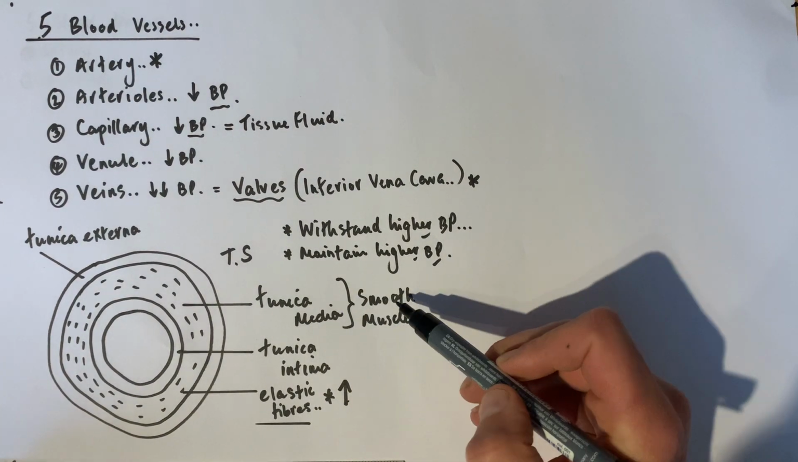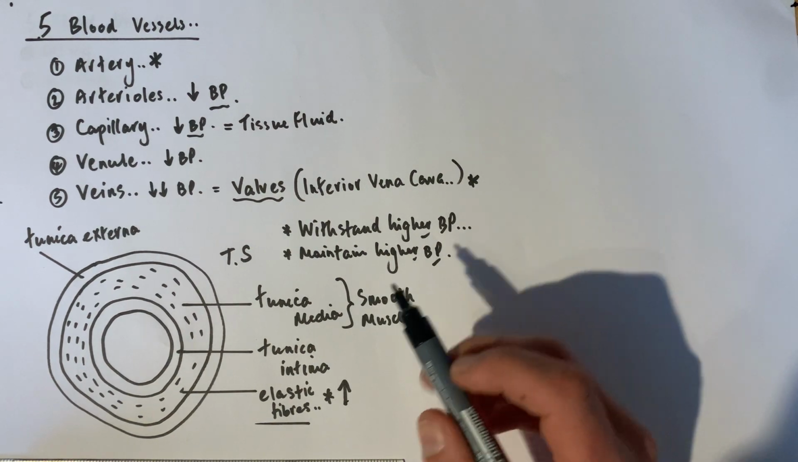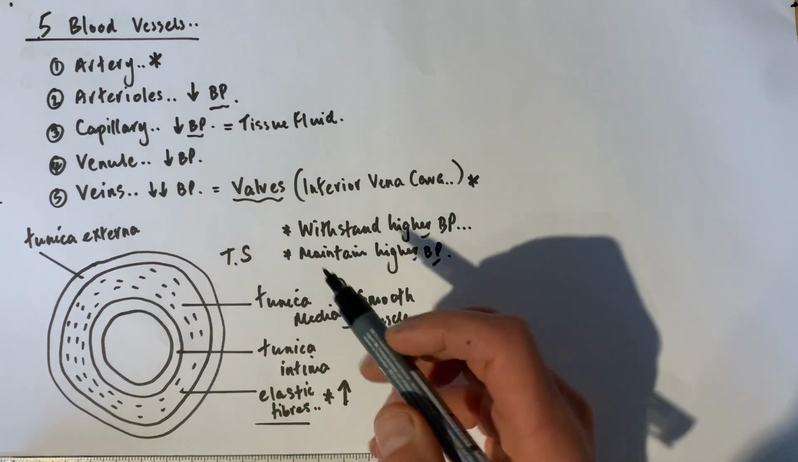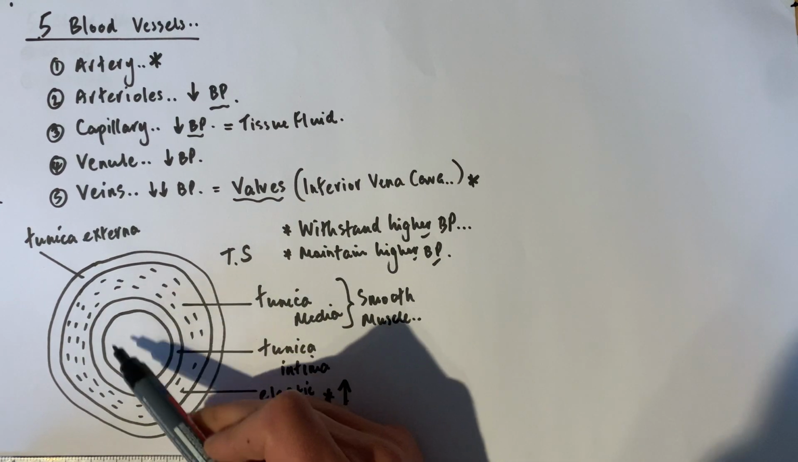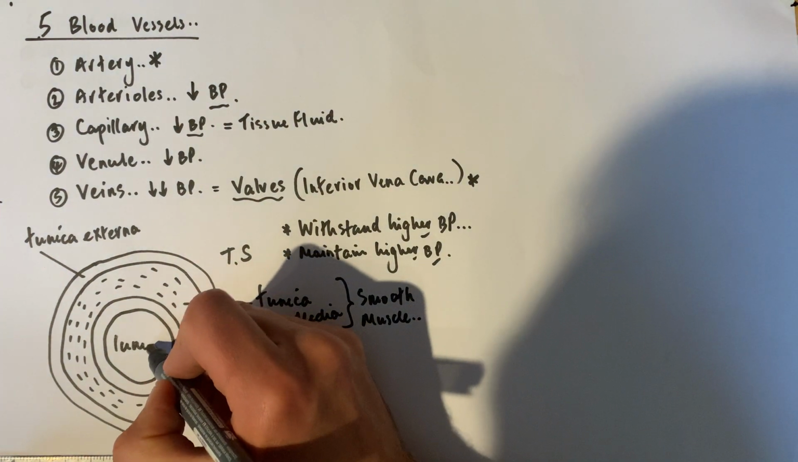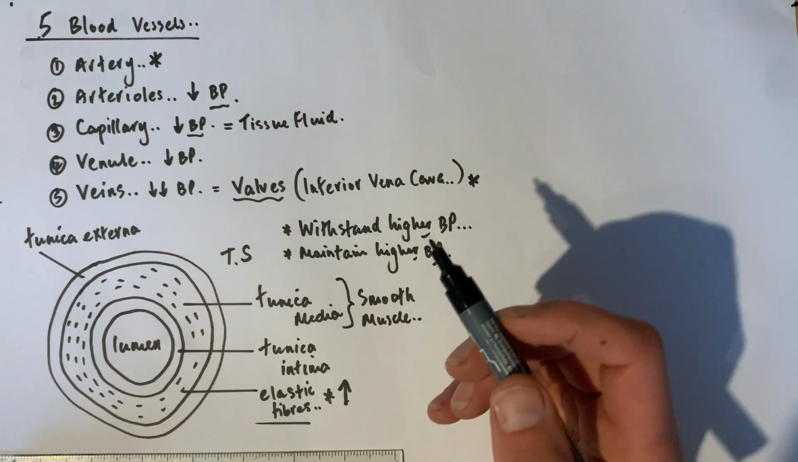And in some arteries, the smooth muscle can vasoconstrict and vasodilate. So if there's more blood going to pass through this point in the artery, the smooth muscle can vasodilate. And if there's a reduction in blood flow through the lumen, that's because the smooth muscle can vasoconstrict.